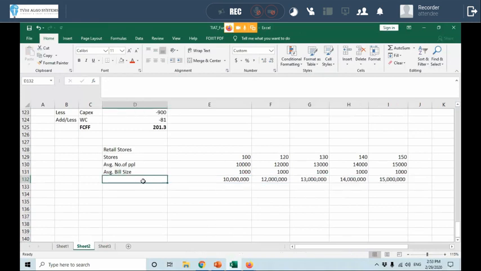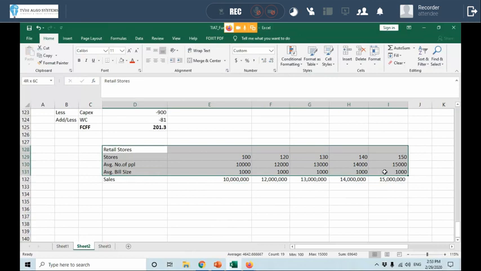So this is my sales amount for DMart. Whatever is the amount, 10 lakhs, 12 lakhs, 13 lakhs, 14 lakhs, 15 lakhs, whatever. These lakhs mean crore, 1 crore to 1.5 crores. So this is my sales. These are the sales drivers of the company.